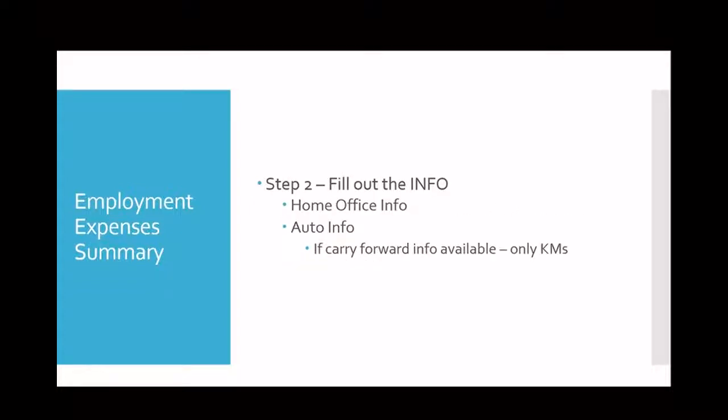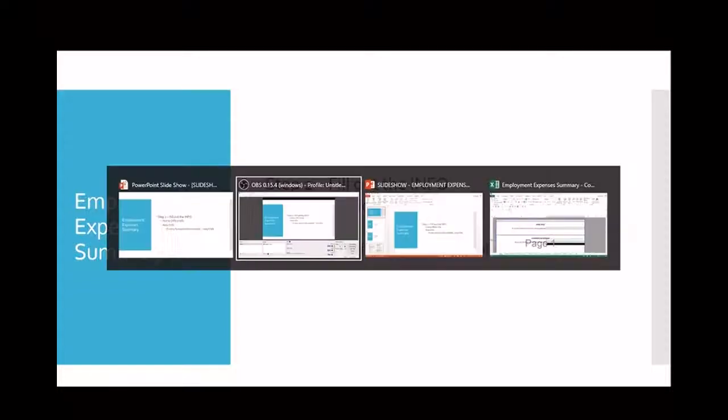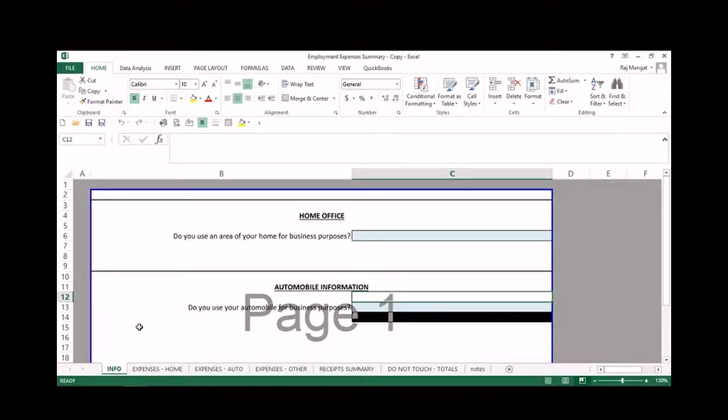When you move forward to the Excel summary, the first tab you will work with is the Info tab. The purpose of the Info tab is to just collect items required for auto expenses, home office expenses, whatever is applicable in your case. Okay, so let's go to the Info tab on Excel. I'm just going to jump to that tab right here. So I have it open. You'll see this is the employment expenses summary, and this is the Info tab.